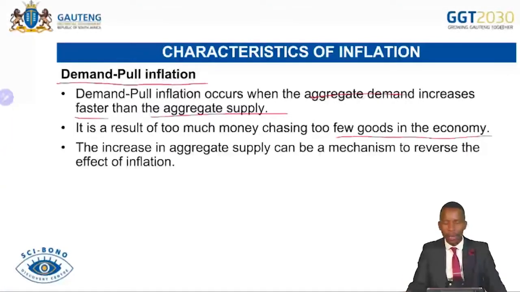The increase in the aggregate supply can be a mechanism to reverse the effect of the inflation, meaning if ever the supply can increase on goods and services, that can lead to reduced inflation, because in this case, the supply can match the demand.